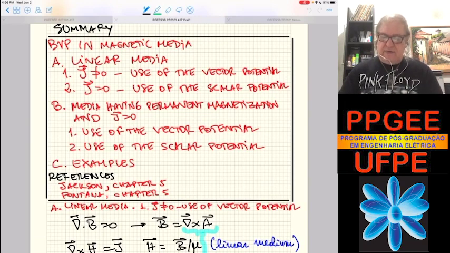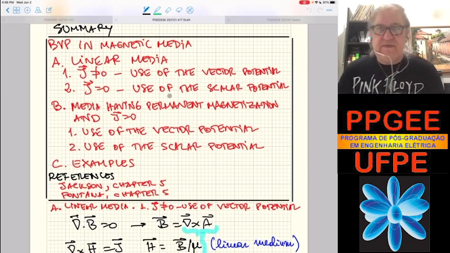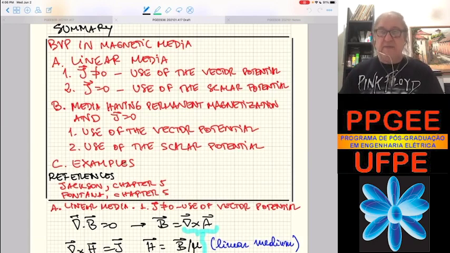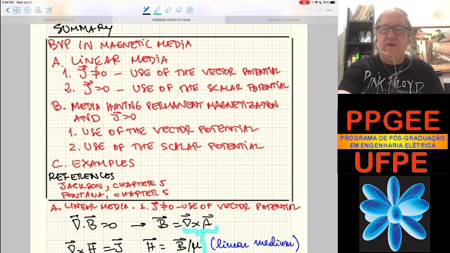And some examples. So we're going to talk about the formalism of solving the problems. Then we're going to do some examples. The references for this lecture are Jackson's chapter 5 and our ebook.